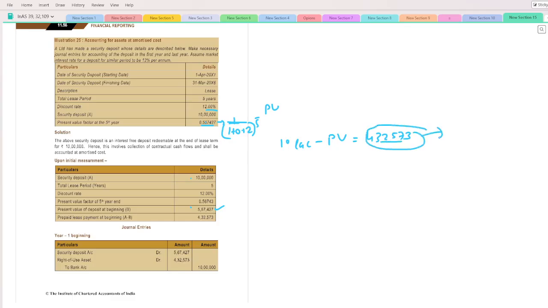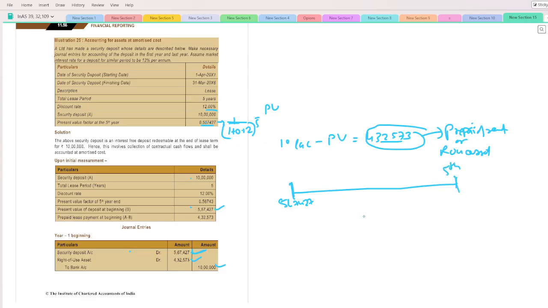Okay, and this what I have told you. So this will be considered under the prepaid rent. Prepaid rent, or its other name is the ROU, the right of use asset. So this is what the entry is done here. The security deposit, this one, present value and the difference, and then this is 10 lakh. And then at the maturity, your security deposit, this one, 567427, this is at the initiation, and this is on the maturity, that is the fifth year.